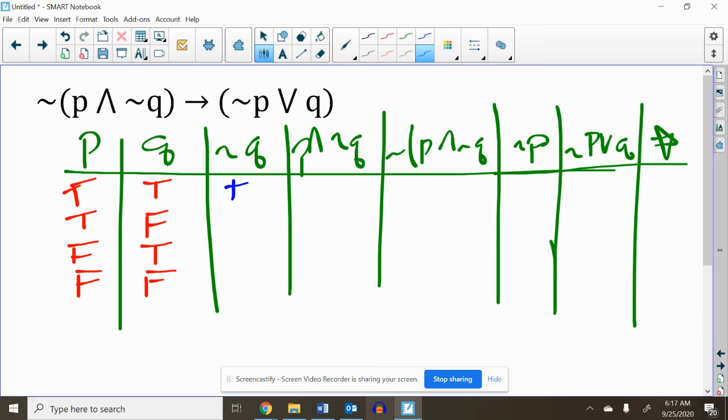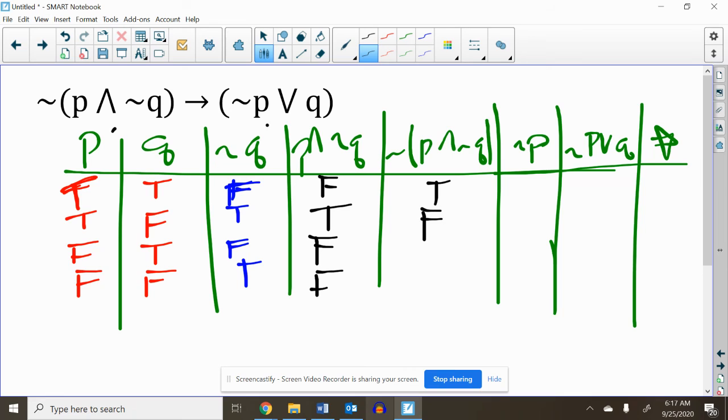Okay, not Q is going to be false, true, false, true. P and not Q. Guys, my handwriting gets a little messy. That's a true. That is a false. True and false is false. True and true is true. False and false is false. And false and true is also false. Okay, the negation of that, we're just going to go true, false, true, true.